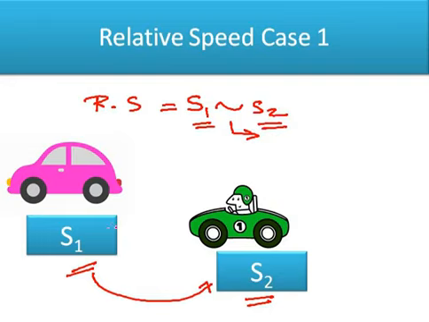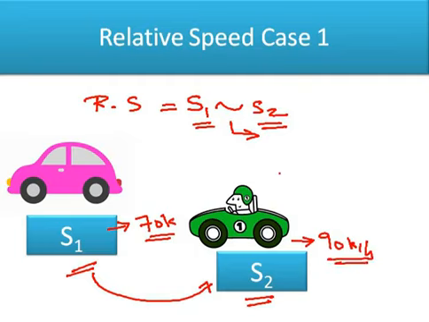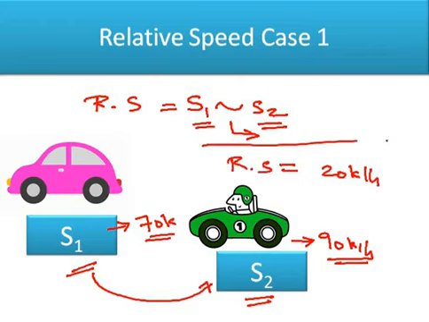Let's assume the speed of this vehicle is 70 kilometers per hour. Let's assume that the speed of this vehicle is 90 kilometers per hour. So what will be the difference between them? 20 kilometers per hour, and that is what is called the relative speed between these two vehicles.